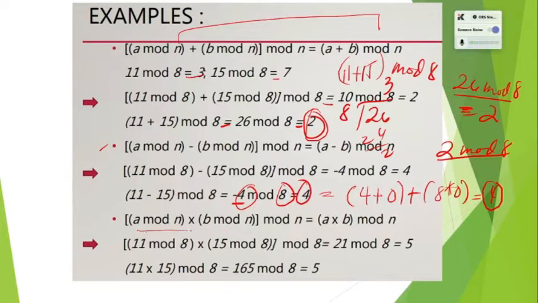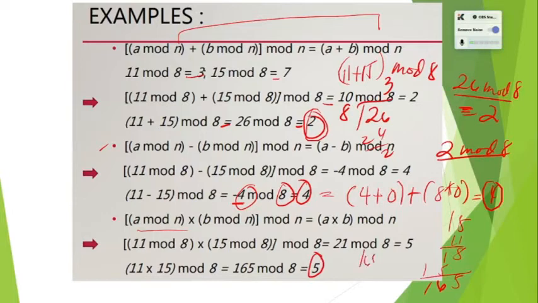Now, let's have this other property. A mod n multiplied by B mod n, mod n, is equal to A times B mod n. So ito, minultiply lang. So, that is 11 times 15. So that is 165, mod 8. So, paano nakuha tong 5?